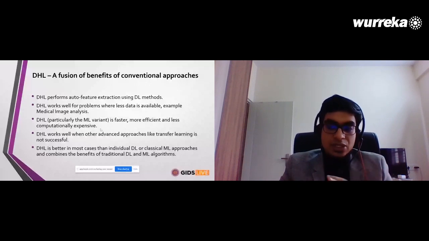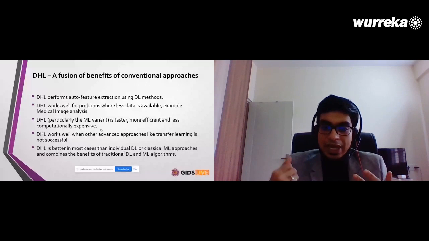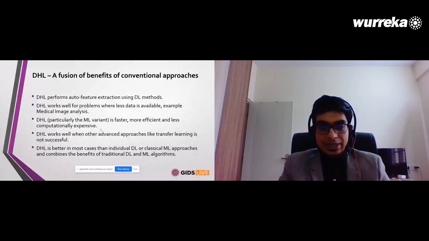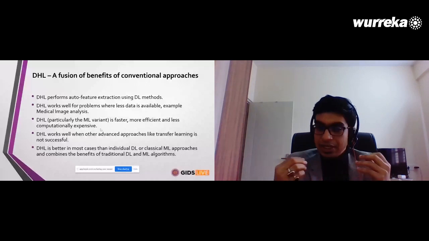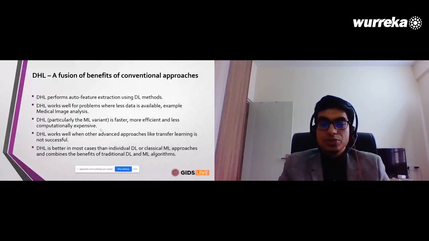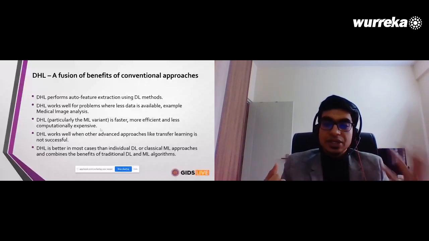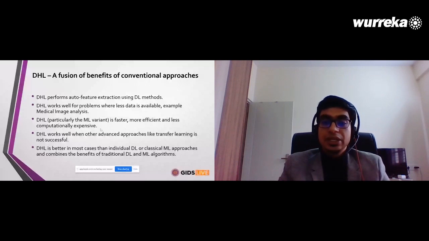And even with the research work that my team and I have done, we got results which prove that transfer learning completely failed, whereas deep hybrid learning worked really well in that case. So deep hybrid learning is actually better than even individual deep learning or classical machine learning approaches. As I said, it combines the benefits of the traditional methods and gives us something really good, which can actually match human level performance.